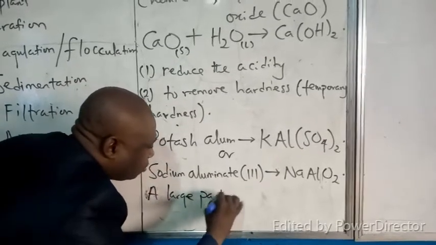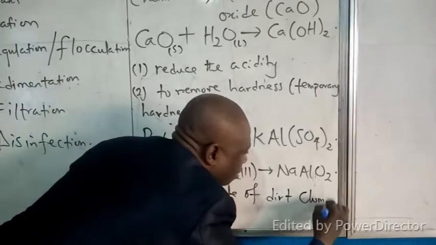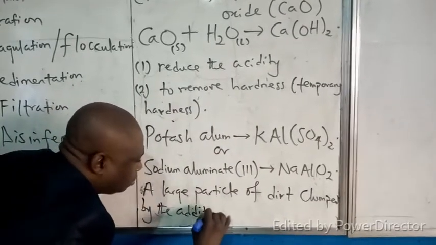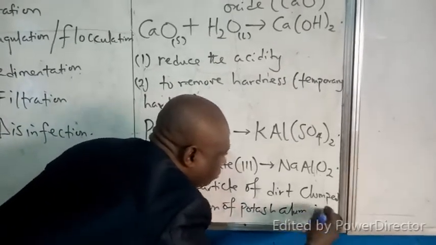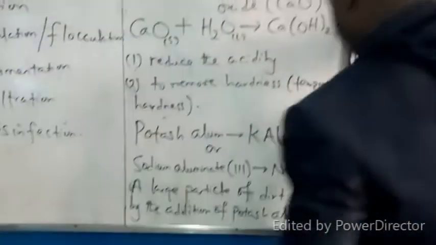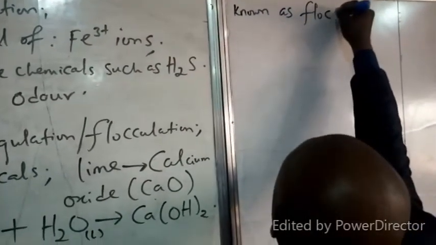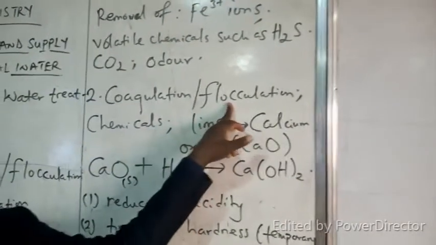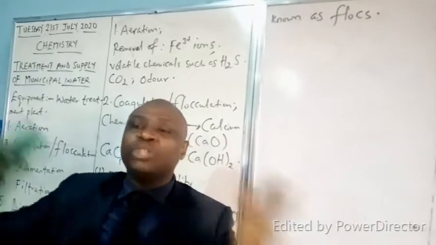A large particle of dirt clumped by the addition of potash alum is known as floc. And that name comes from flocculation, hence the flocculation method. Now, this floc that we have will move alongside the treated water into the next stage. And the next stage is sedimentation.